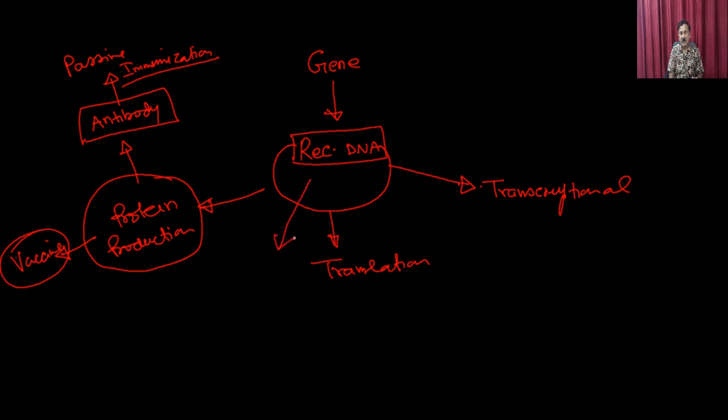This recombinant DNA can also be used directly for the generation of a vaccine, just like the COVID vaccine, where the recombinant DNA is directly inserted as a vaccine. When it goes inside, it produces the protein, and that is how it gives you protection against the COVID virus. Apart from that, this recombinant DNA can be used for many more applications. So, let us start discussing these applications.